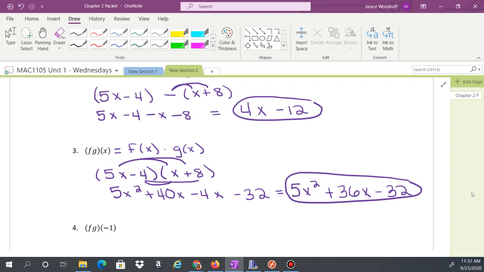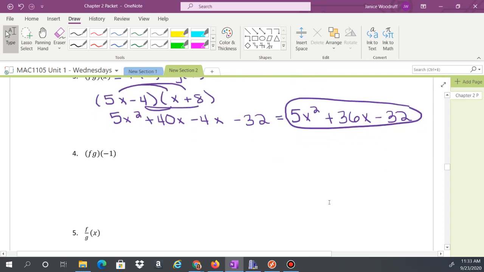Okay, so they're composition functions. I'm just making a new function out of one or more other functions. Number 4, there are two ways to go about that. So for fg with a number inside, you could first multiply f of x times g of x, which we did right here. And then you would plug negative 1 in. So 5 times negative 1 squared plus 36 times negative 1 minus 32.